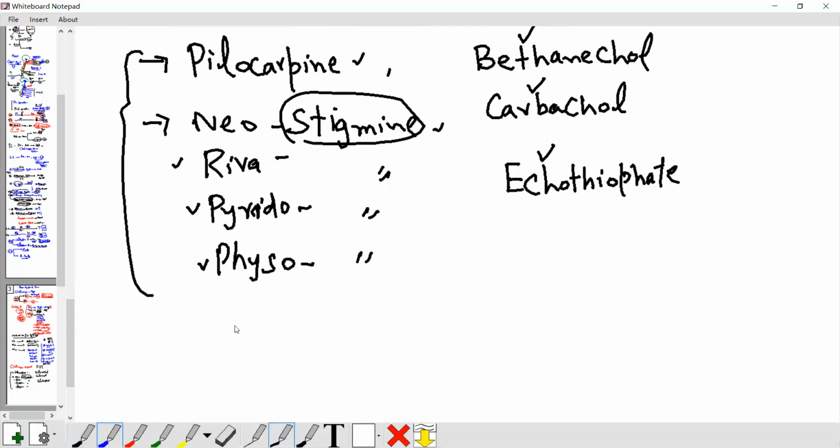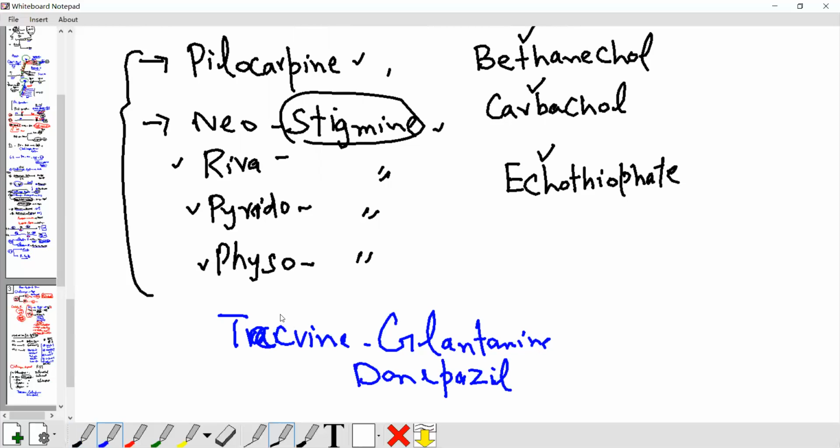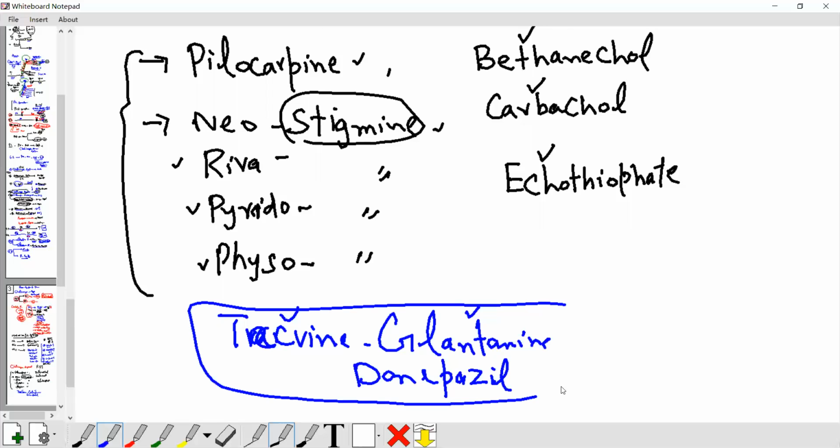Another drug group: tacrine, galantamine, and donepezil. Tacrine, galantamine, donepezil. These drugs are very special for M4 and M5.